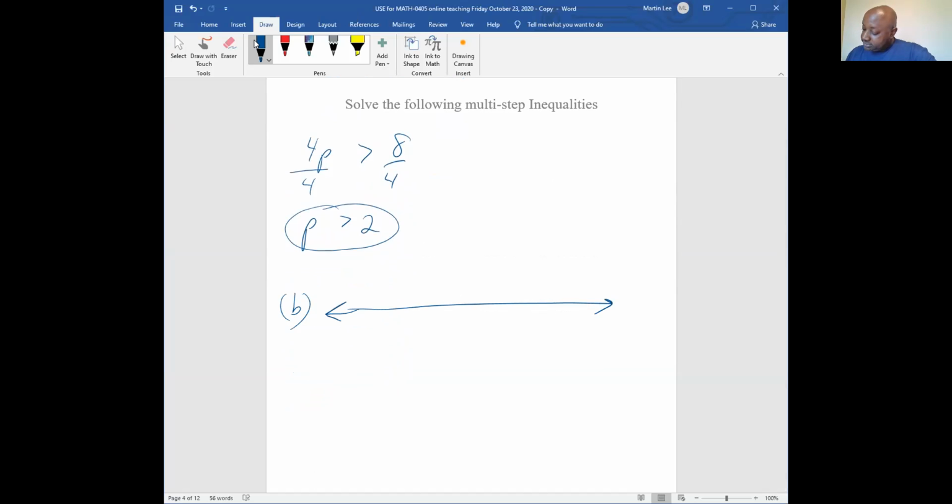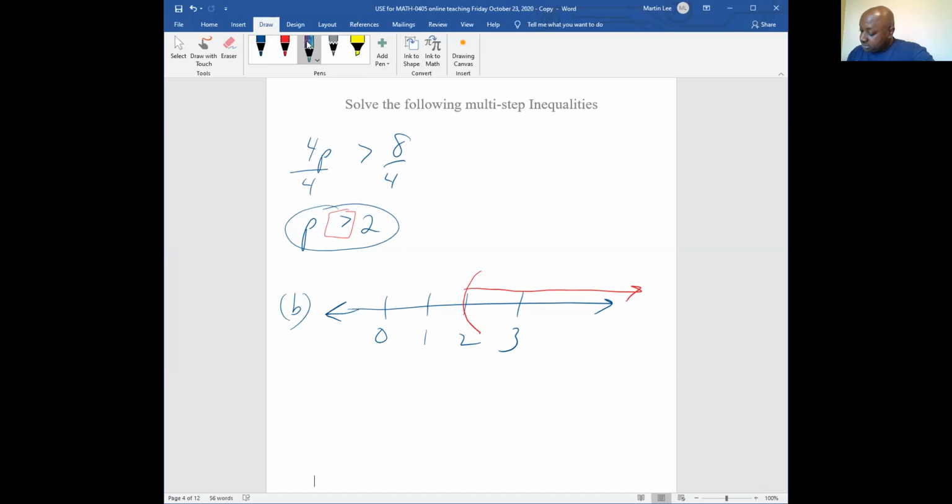Now to graph this solution on a number line, P greater than 2: 0, 1, 2, 3. So we need all numbers that are greater than 2, but does not include 2. So we're going to use the open parenthesis at 2 because the inequality is just greater than. Then we draw our arrow to the right. And so that's our number line graph for P greater than 2.